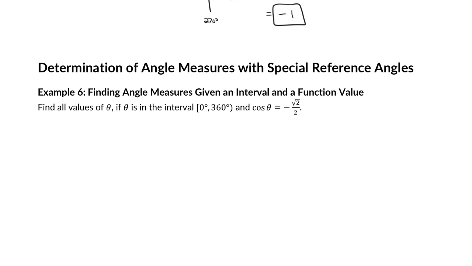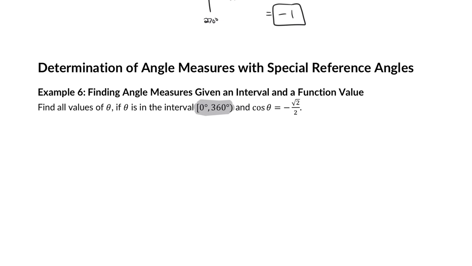First things first, let's make sure we understand the question. We want to know, in one revolution of a circle, how many angles give us the value negative square root 2 over 2 when we take the cosine of that angle. So my output this time is an angle. I want to know what angles work.